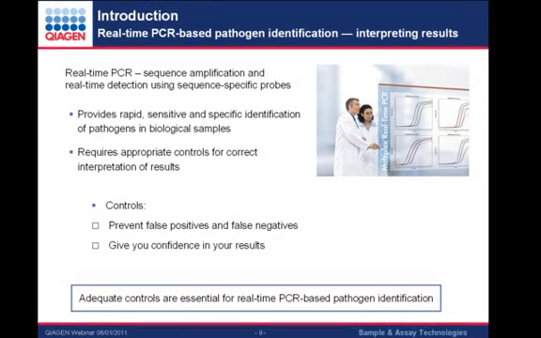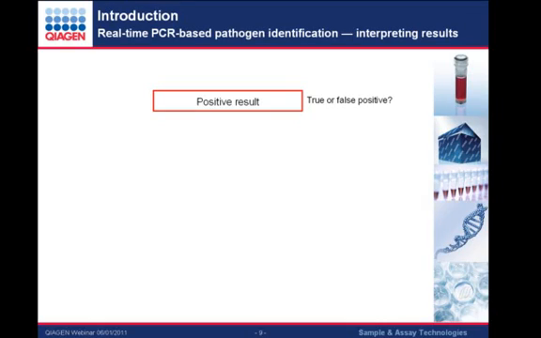During the past years, pathogen identification by real-time PCR has become a standard method and is rapidly replacing classical culture-based methods. Sequence amplification and real-time detection with sequence-specific probes is fast, sensitive, and specific. However, real-time PCR requires the use of appropriate controls to enable the correct interpretation of analysis results. Only by using the right controls can you spot false positive and false negative detection signals. And this is the prerequisite for reliable real-time PCR results.